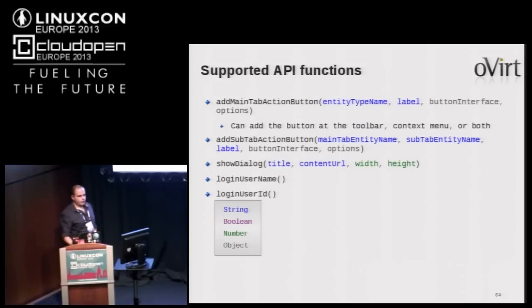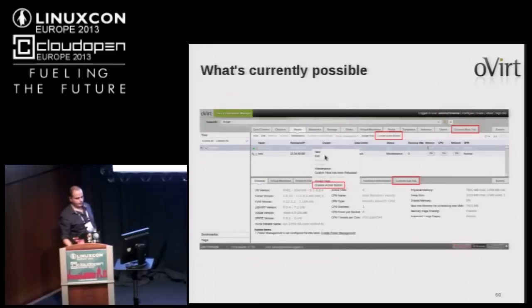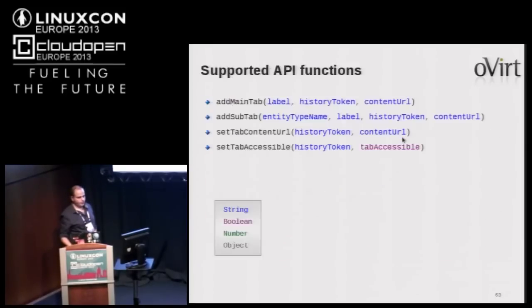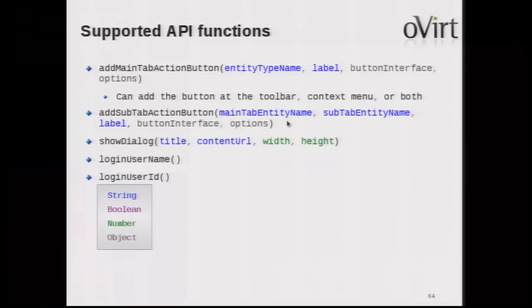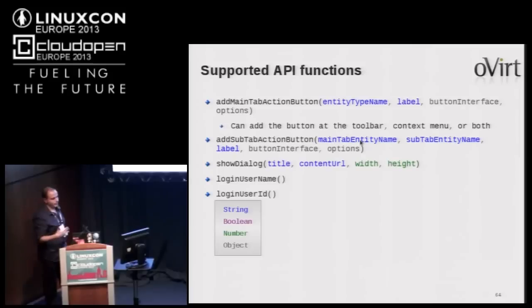You can add new action buttons. These are the buttons that I showed you. These are these ones. So when you add a new action button, you say what is the main entity that the action button should be in, what's the label, and what's going to happen when you press the button. And that would basically give you this functionality.